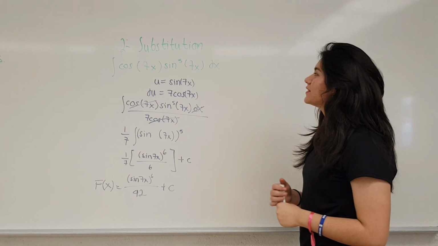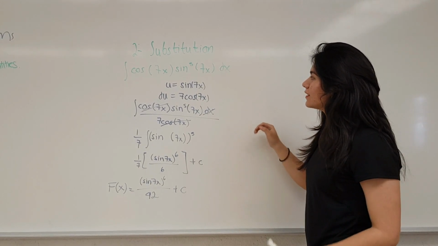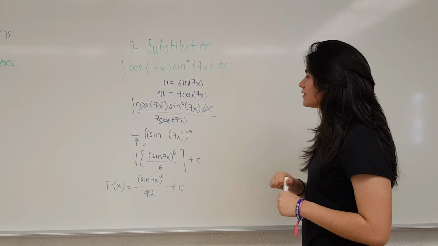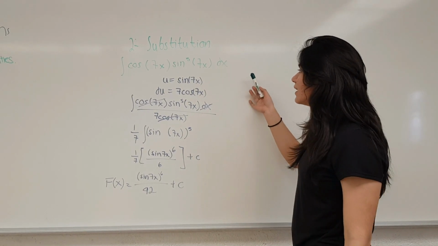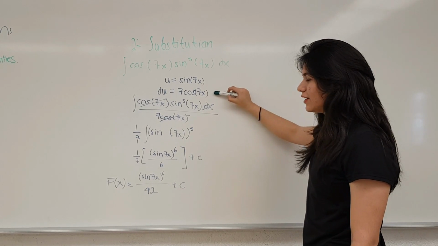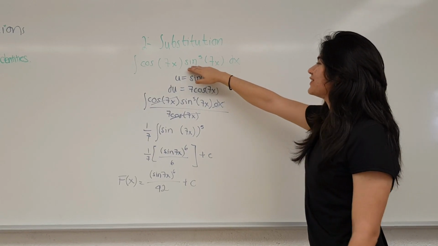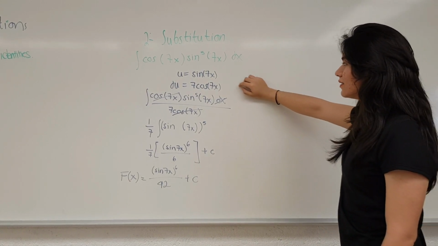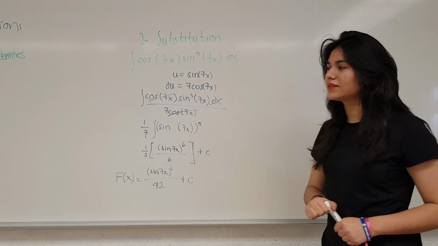And so for the example of substitution, we have to integrate the cosine of 7x times sine to the fifth power of 7x dx. First we need to locate the u. In this case, since we have a direct derivative, we will choose this one as our u. So the u is going to be sine of 7x, and the derivative is going to be 7 cosine of 7x.